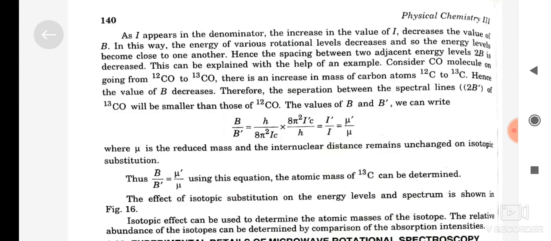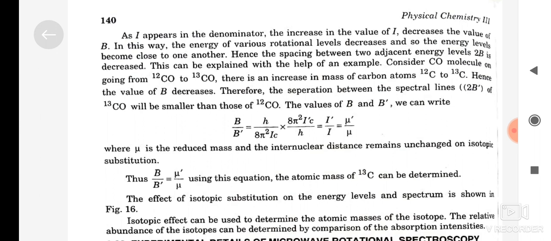This can be explained with the help of an example. Consider the CO molecule on moving from 12CO to 13CO. There is an increase in the mass of the carbon atom from 12C to 13C, and hence the value of B decreases. Therefore, the separation between the spectral lines of 13CO will be smaller than that of 12CO.